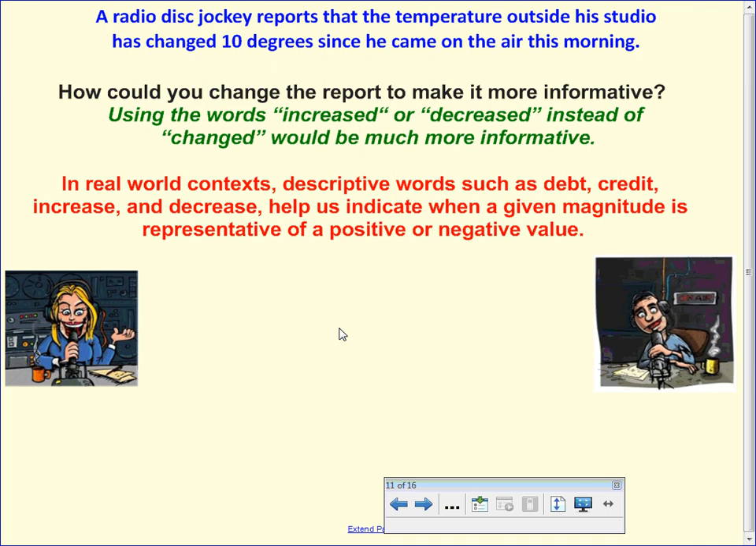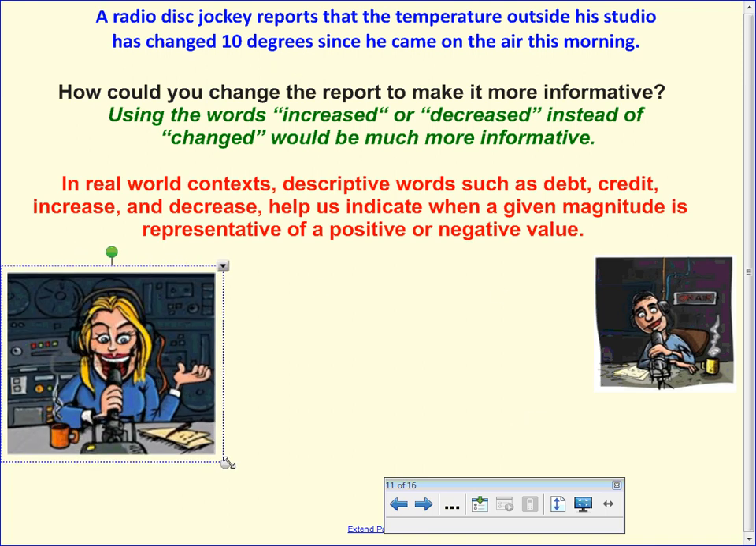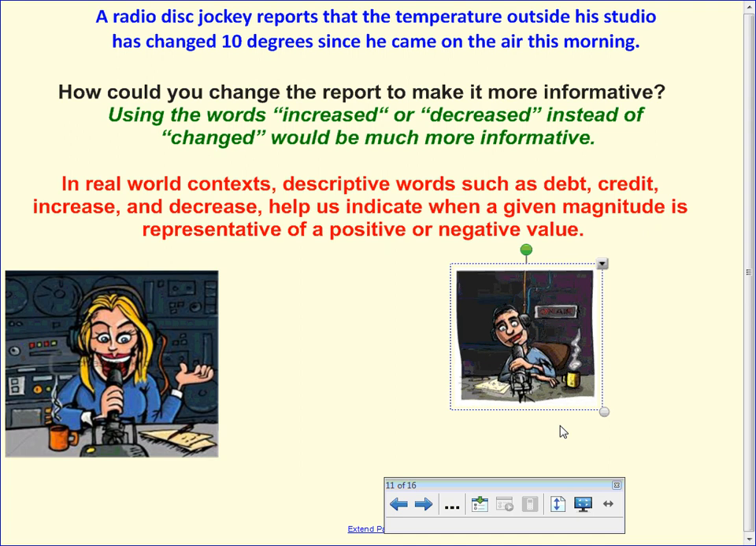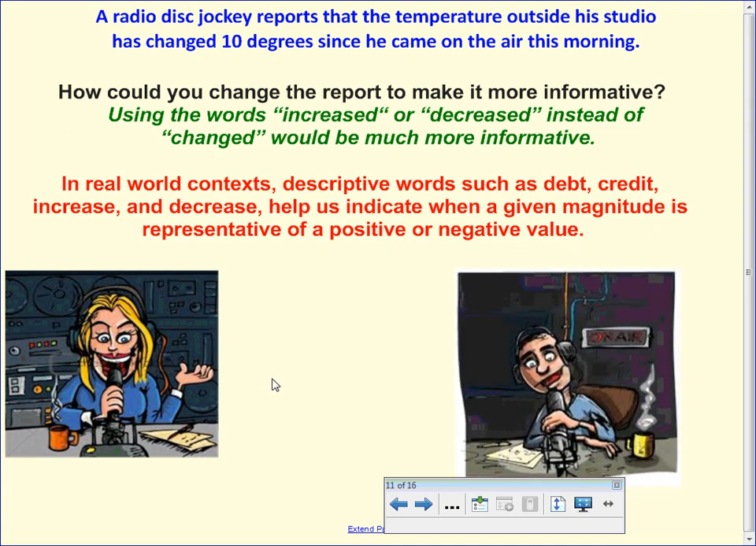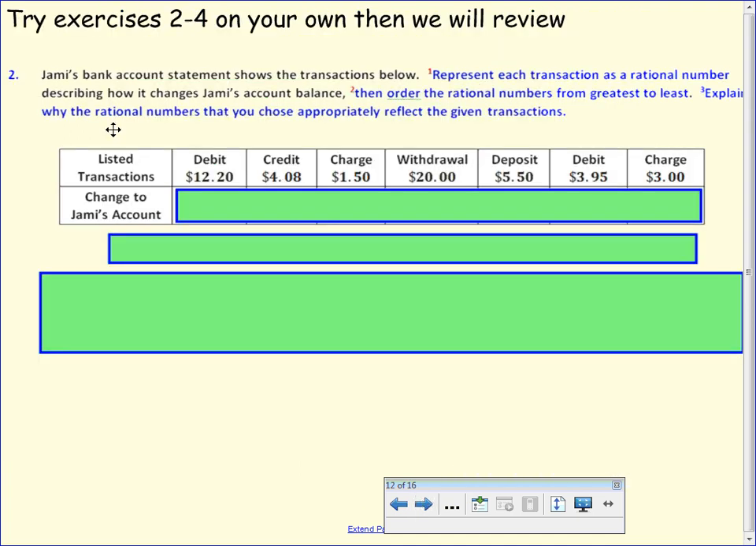So we've been talking a lot about banking, debits and credits. Yesterday we talked about being overdrawn. So there are words that indicate whether it's a positive number and words that indicate whether it's a negative number. And we're going to look at more of those real-world examples today, okay? So listen, Mr. DJ, choose your words carefully. We want as much information as we can have. So we're going to start with number 2. I said we're going to jump around a little bit. So look at number 2 in your notes.